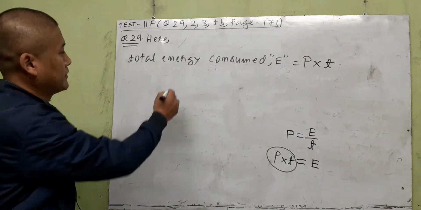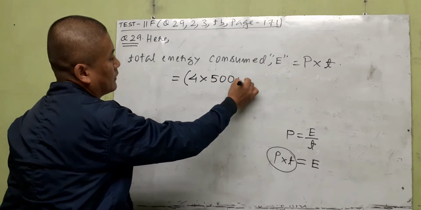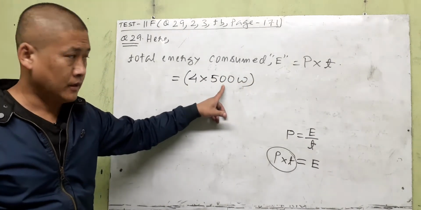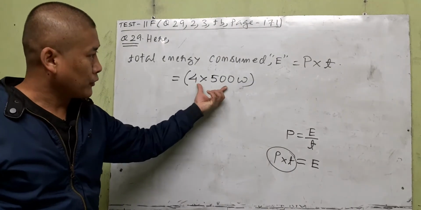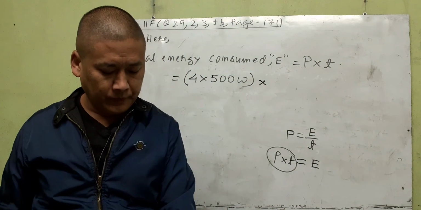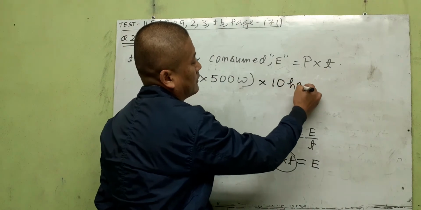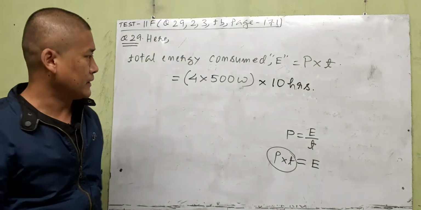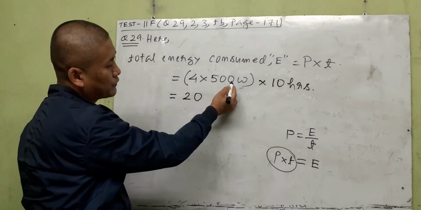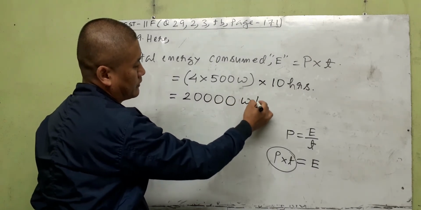Now there are four devices. So for the power, four devices, each of 500 watt. So when you multiply the number of devices into the power each possesses, then that is the total P, right? Into, they were switched on for 10 hours. So time is 10 hours. As simple as that, right? And four fives are 20. One, two, three more zeros. So one, three zeros. And here what? Hour.